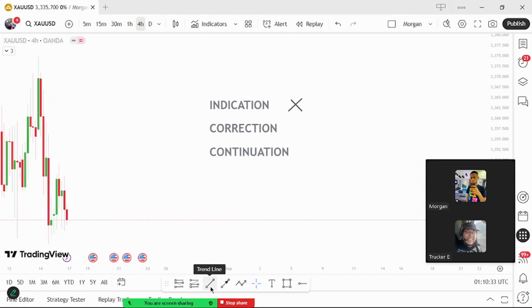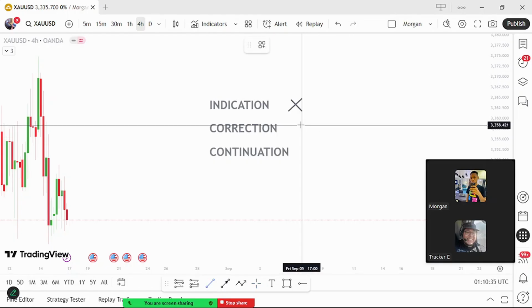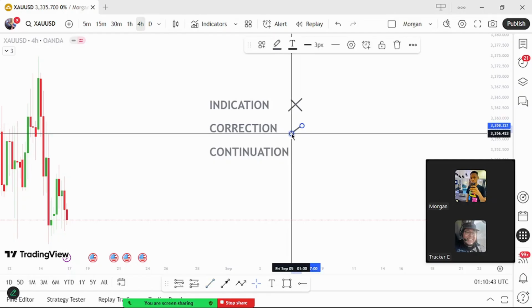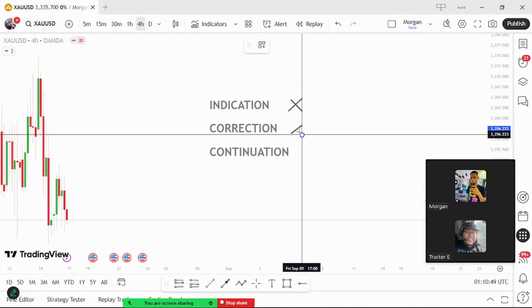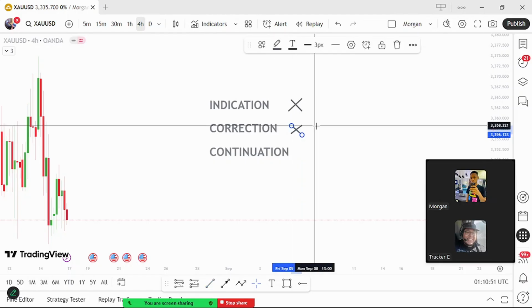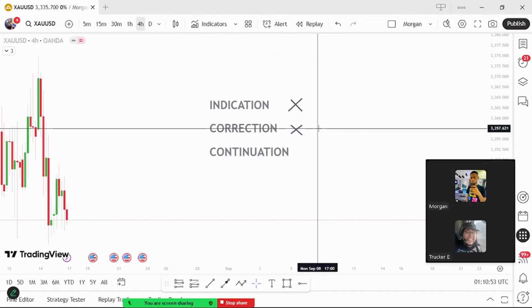The correction, we don't trade the correction. I would say you can trade it, but at this level you are right now, you don't want to trade the correction as well, because you also don't know if price is done going high or if it wants to go higher. That makes sense, right? So that's why you don't trade correction.